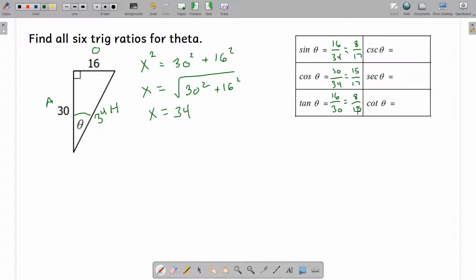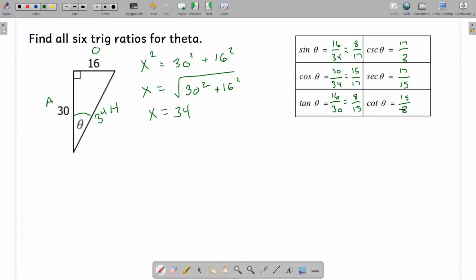Cosecant of theta is the reciprocal of sine theta, so it's going to be 17 over 8. Secant of theta is the reciprocal of cosine, so it's going to be 17 over 15. Cotangent is the reciprocal of tan, so it's going to be 15 over 8. And it's as simple as that.